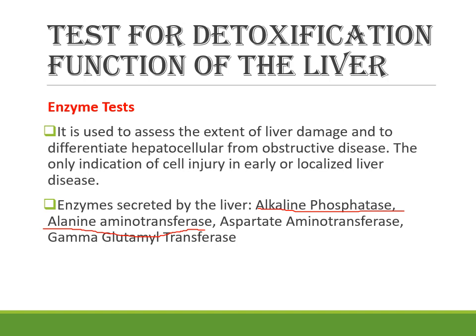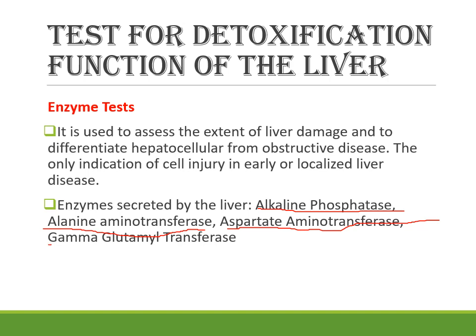This is actually the most specific liver enzyme. So whenever there are injuries in the liver, inflammations, conditions pertaining to the liver, this is the first enzyme to rise, alanine aminotransferase. You also have your aspartate aminotransferase. This is also a liver enzyme, but this will also rise in cases of myocardial infarction. Then we also have your gamma glutamyl transferase.